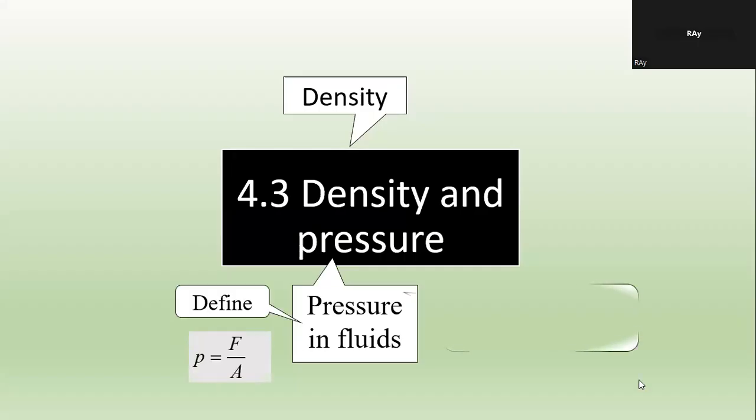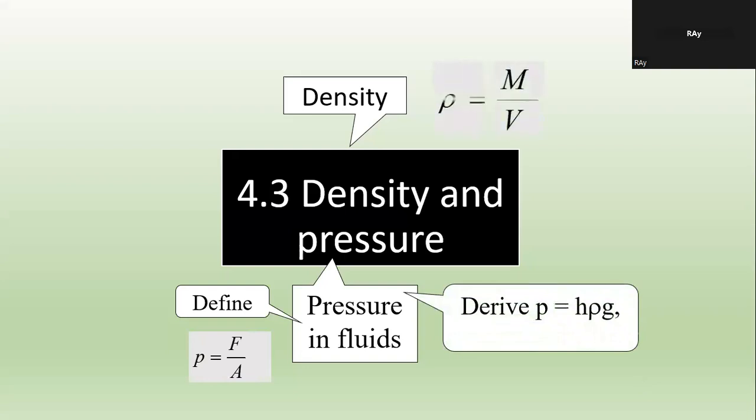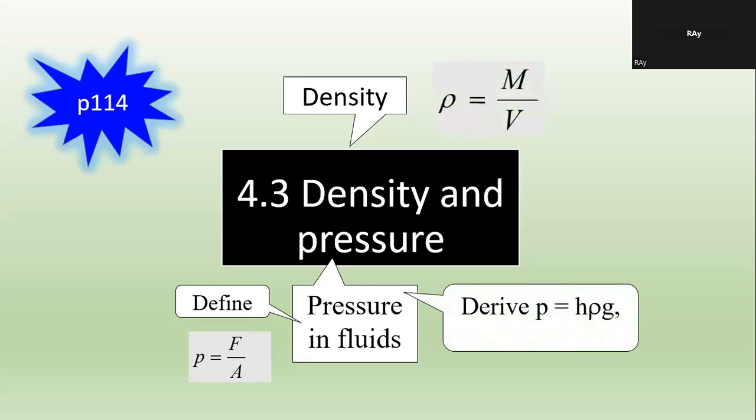Okay, we will start at 4.3 density and pressure. So basically, this one is summarized for you, like page 114 in your note. What we are going to learn: we're going to define density, we're going to define pressure in the fluid. We want to calculate this one, derive this equation.